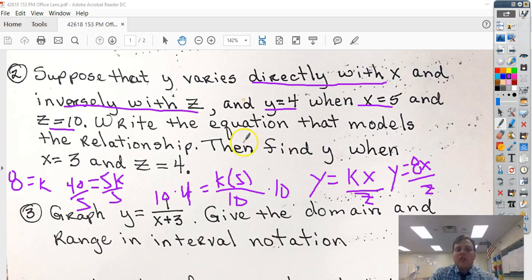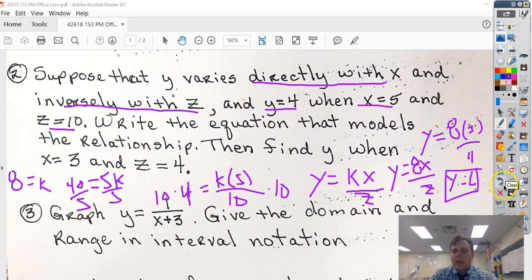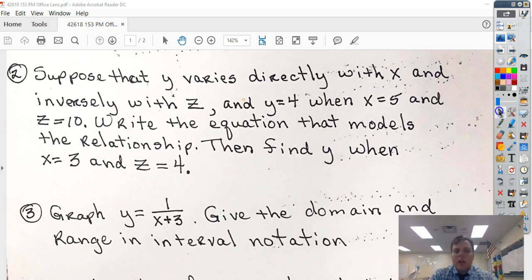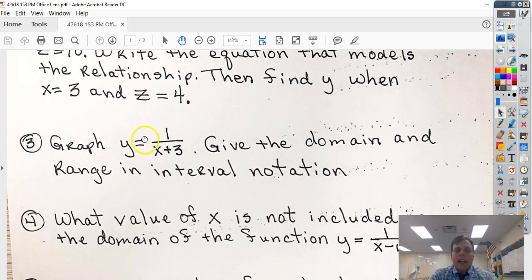And now the question is to find y when x equals 3 and z equals 4. So I don't know what y is, so I leave y as y, and I say 8 times 3 divided by 4. Well, 8 times 3 is 24. 24 divided by 4 is 6. So y equals 6. So that is my answer. Okay? Next problem. It says, graph y equals 1 over x plus 3. Give the domain and range in interval notation.